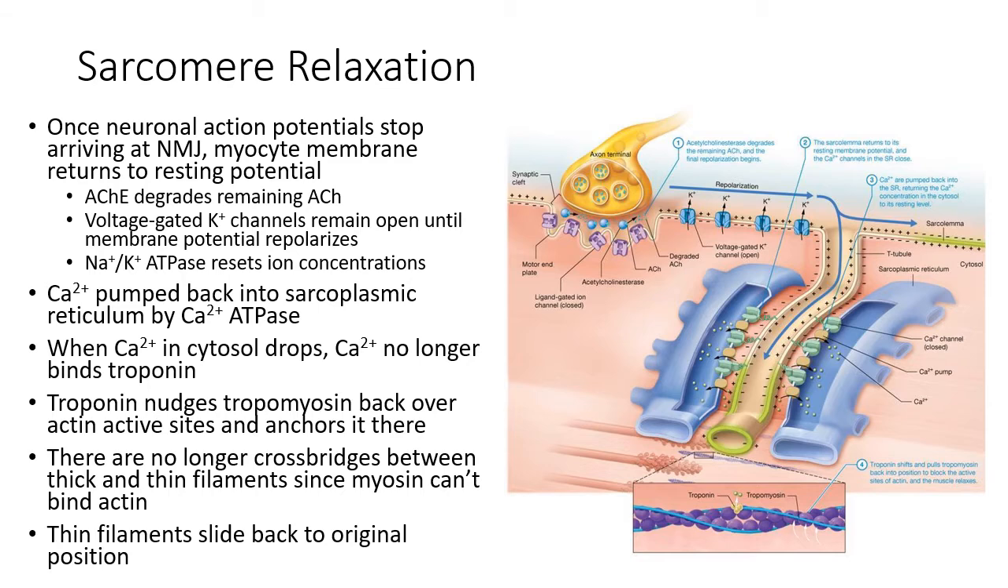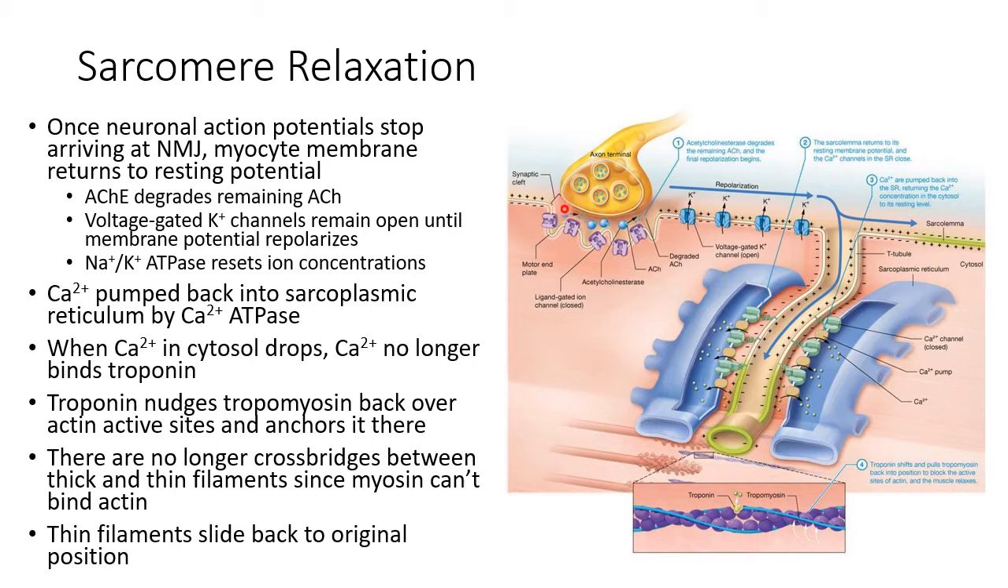Then the final phase of muscle contraction is relaxation, which is important because if you didn't do that, then your muscles would kind of just be paralyzed in the contracted state. And the relaxation phase begins as soon as you have no more action potentials arriving at the neuromuscular junction. So as soon as this motor neuron stops sending action potentials, then the relaxation phase will begin.